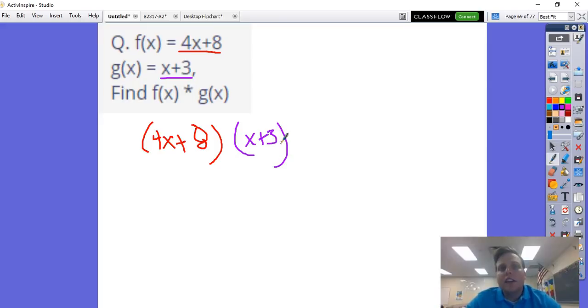Now, you'll have different teachers teach you different tricks and steps and methods, okay? Here's what I tell you to do. Start with term 1, which is 4x, okay? Start with the first term in the first parentheses, which is 4x. Multiply that to the first term.